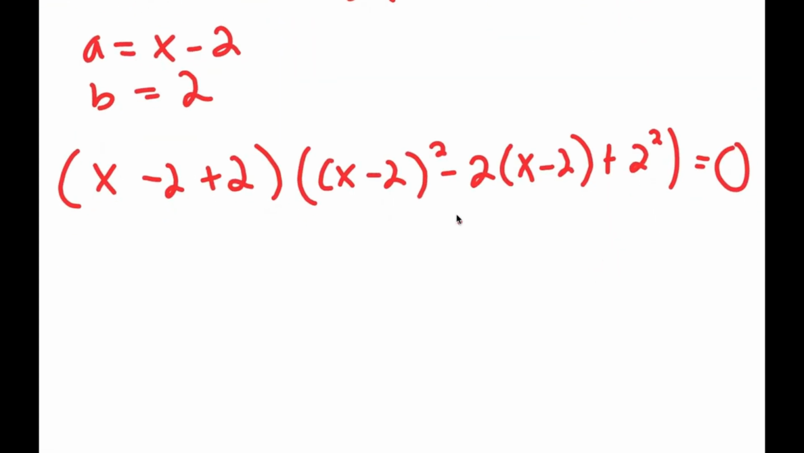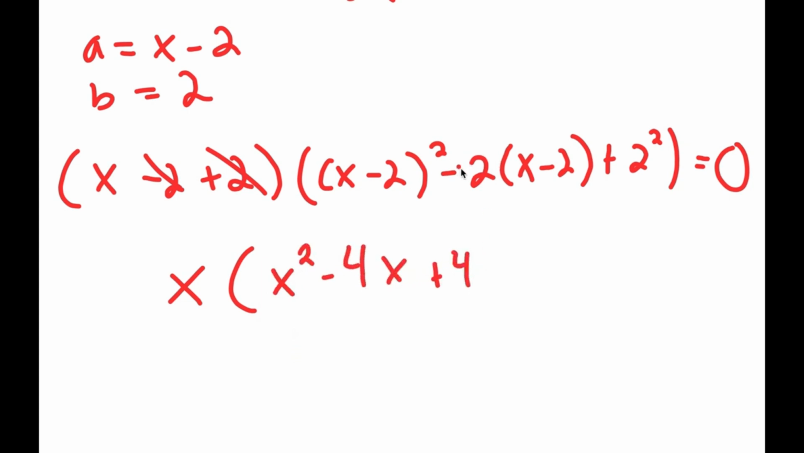Now we can simplify this. So negative 2 and positive 2 cancel out. So I get x times (x − 2)^2, which is the same thing as x^2 − 4x + 4. And then for −2(x − 2), I can distribute the −2. −2 times x is −2x, and −2 times −2 is positive 4. And finally I have plus 2^2, which is equal to 4.